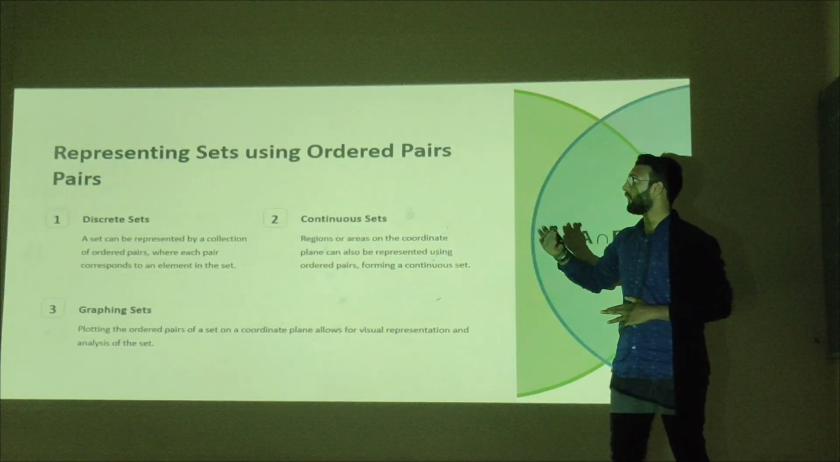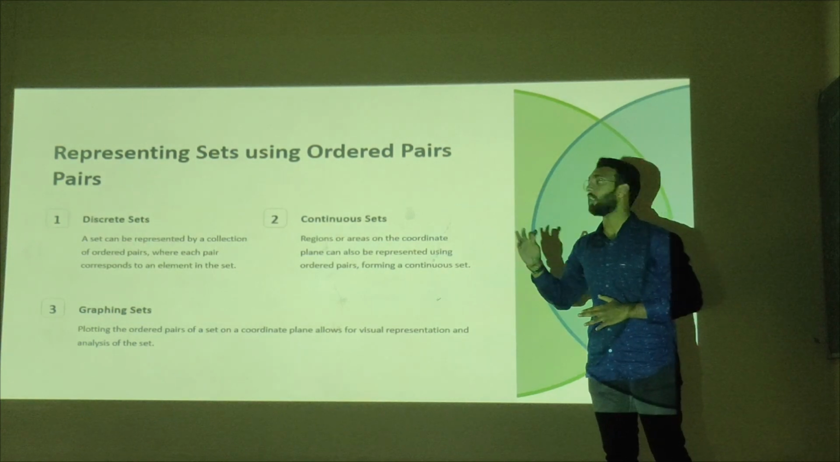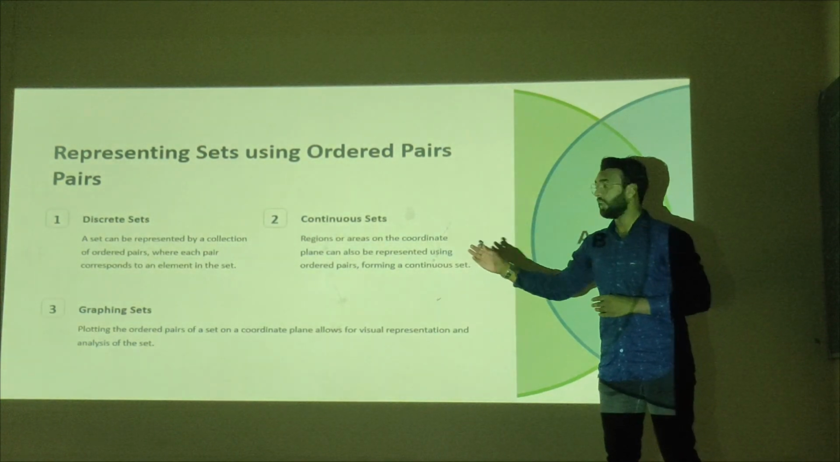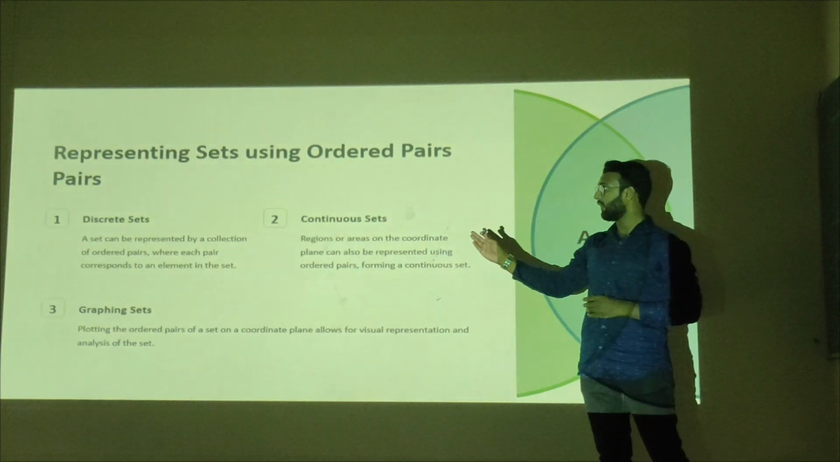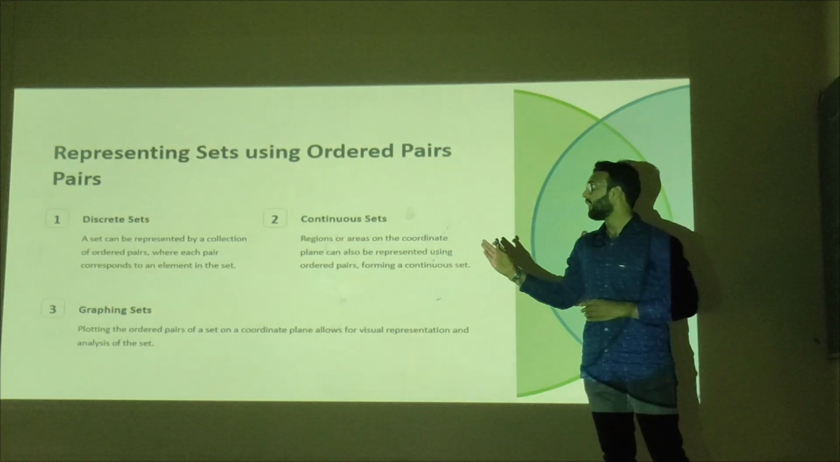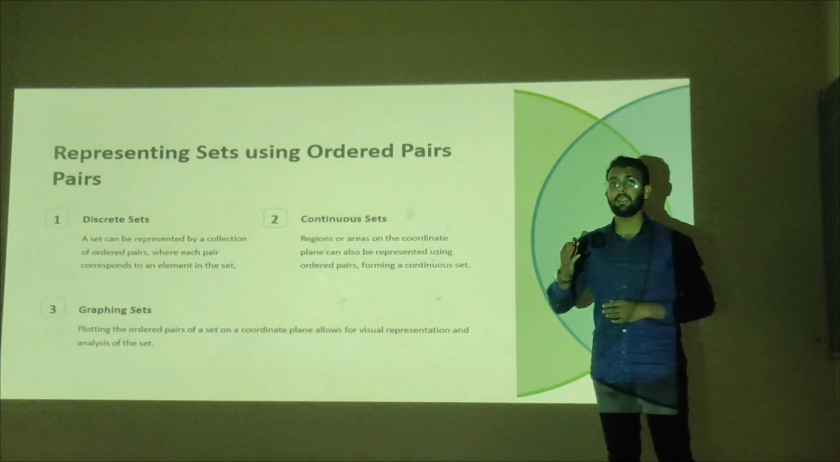And now we will talk about representing sets using ordered pairs. Firstly, we have discrete sets. In that, a set can be represented by a collection of ordered pairs where each pair corresponds to an element in the set.